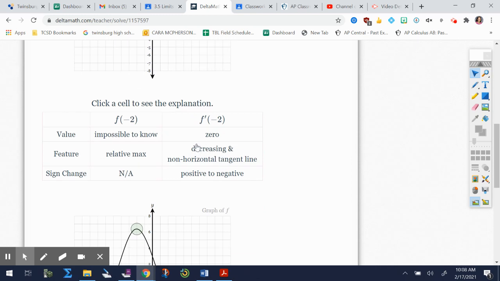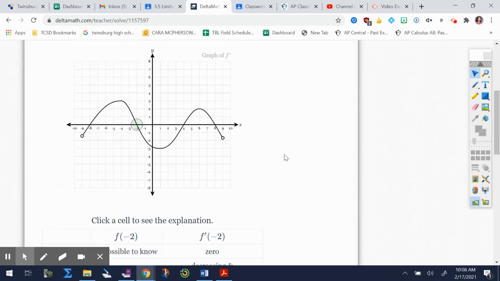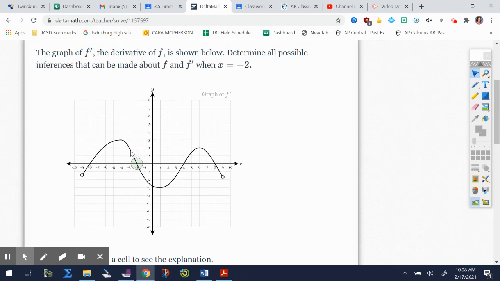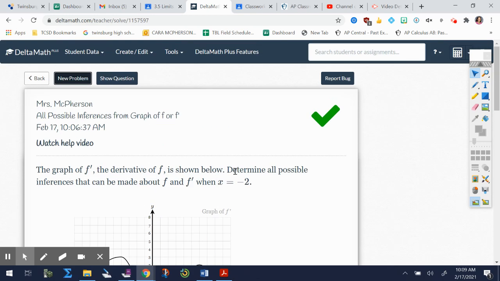And the reason I said if you're not sure about this decreasing non-horizontal tangent, what it means is now we're looking at, like, what do we know about the slope of it? So we know that my derivative is decreasing, meaning if I actually looked at like the next derivative, it would be negative. Let me show you another one.